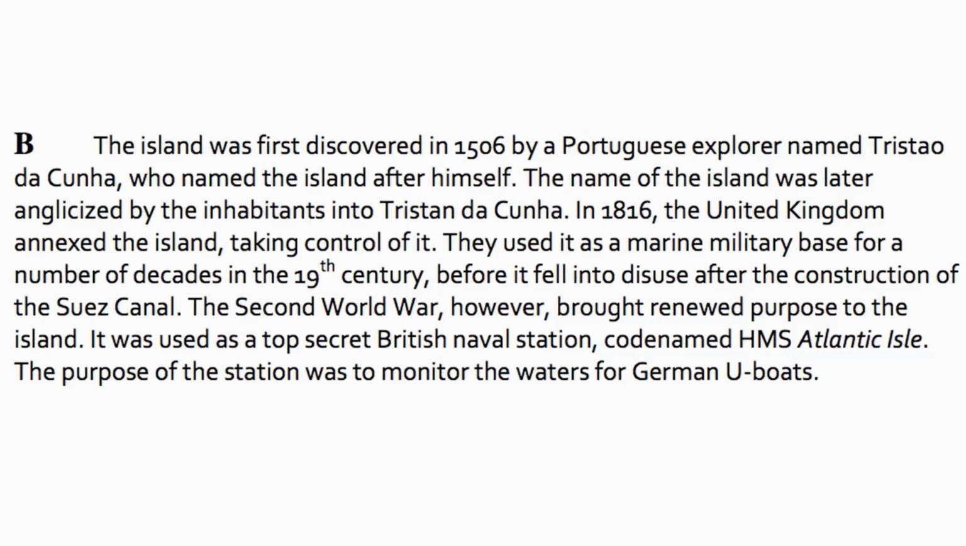The Second World War, however, brought renewed purpose to the island. It was used as a top-secret British naval station, codenamed HMS Atlantic Isle. The purpose of the station was to monitor the waters for German U-boats.